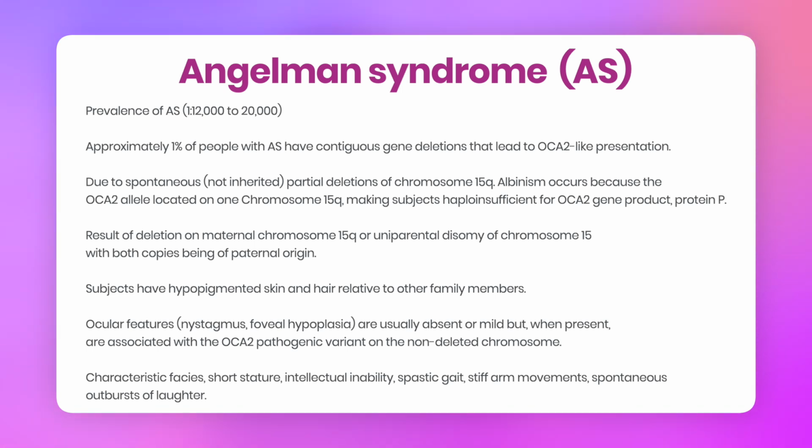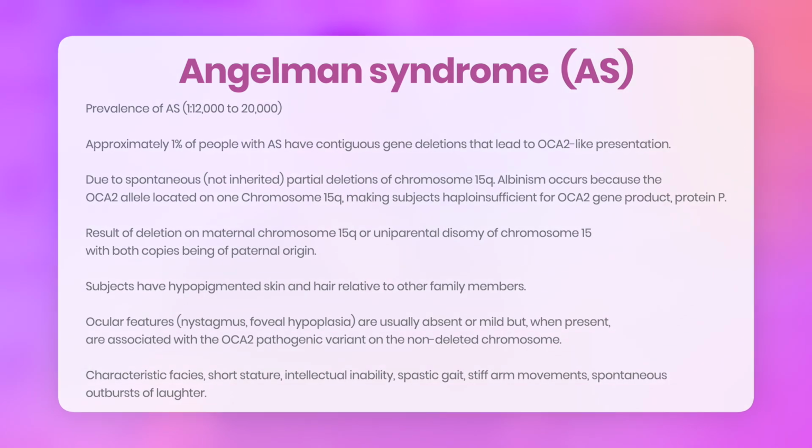Other findings in Angelman syndrome are characteristic facies, short stature, and intellectual disability, with a somewhat spastic gait and stiff arm movements. And the classic association is the spontaneous outbursts of laughter that individuals with Angelman syndrome can have.